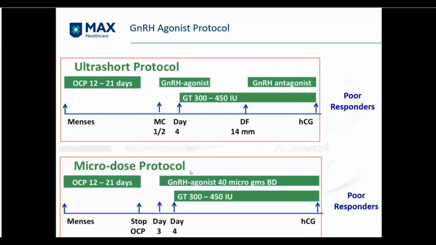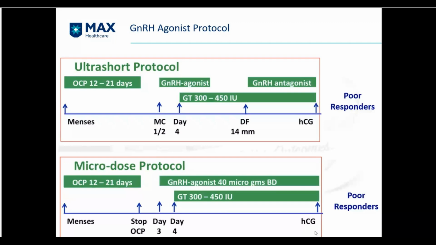So in poor responders, especially where we want an increase in the FSH and LH levels so that more and more follicles are recruited, we aim to use this flare protocol, this part of the agonist protocol, where the GnRH agonists are given in 40 microgram BD, and then the gonadotrophins are given from day 4 of the cycle. This flare protocol is continued till the day of the HCG trigger. So that was just a brief outline about the various protocols.